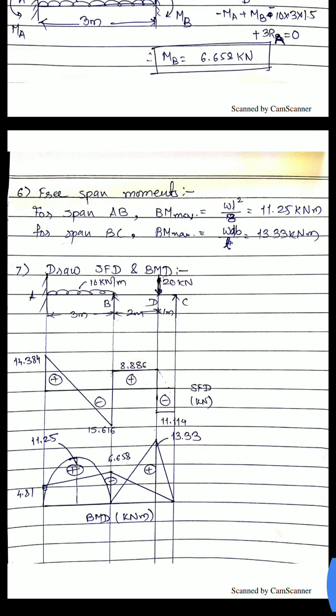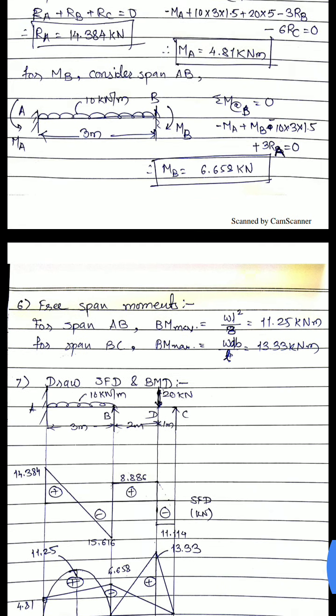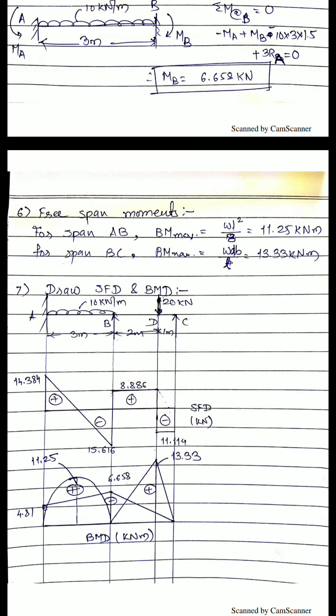And finally, now we have to draw SFD and BMD. You can draw SFD and BMD easily. See here for SFD, RA is in upward direction. RA value is 14.384. So if you take a section just right of your A point, if you consider only the left portion of your section, you'll find one force which is in upward direction, so it has to be plus 14.384. Then due to UDL, 10 into 3, that is 30, has to be deducted from this, which comes out to be minus 15.616 at point B, just left of your B point.